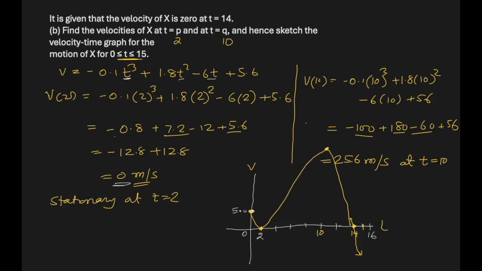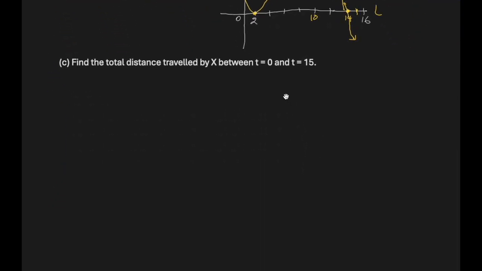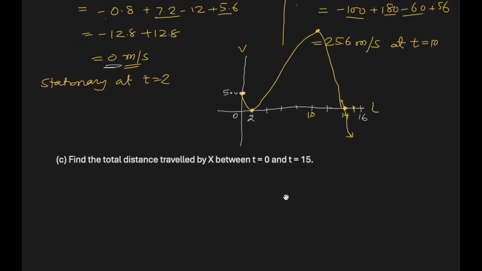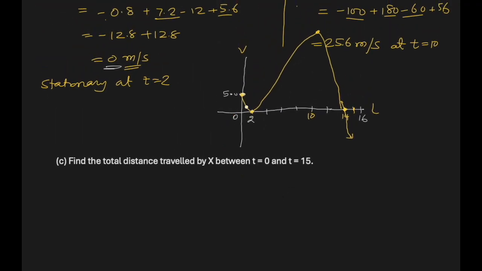Okay, what next? Find the total distance traveled by x between 0 and 15. That means we have to find the area under the curve. Distance is the area under the curve. The only problem is that this distance will be negative, which is below the t axis. So we'll find the area as positive. We'll find the area of this one and we'll add them, even though this will be negative.